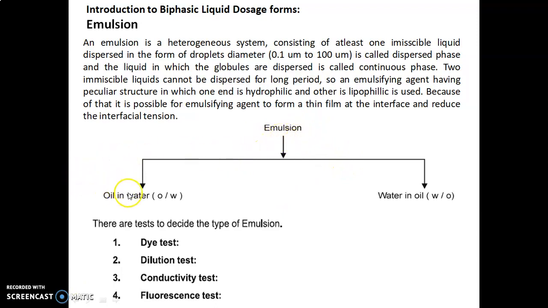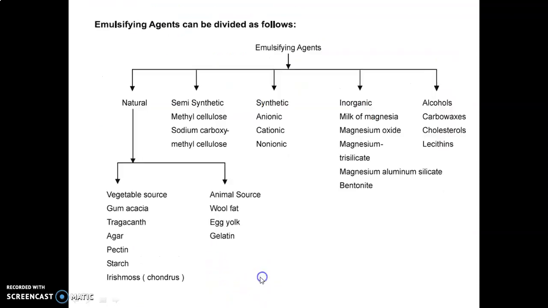The simple classification is oil in water, O/W type, and water in oil, W/O type. In this oil in water O/W type, oil is the internal phase while water acts as the external phase. While in the water in oil type, W means water, which is the internal phase, while oil is the external phase. There are tests to decide the type of emulsion. There are a total of 4 tests: the dye test, dilution test, conductivity test, and fluorescence test.